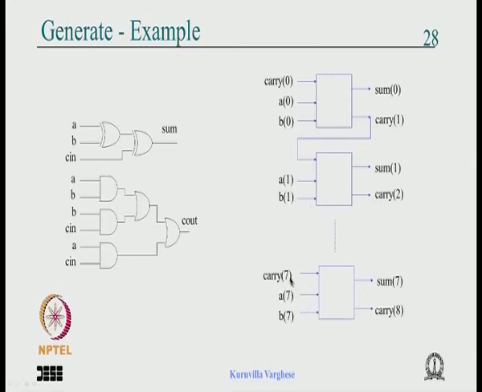Okay. So if you write an entity, you should have 2 inputs, which are 8-bit, A going from 7 down to 0, and B from 7 down to 0.